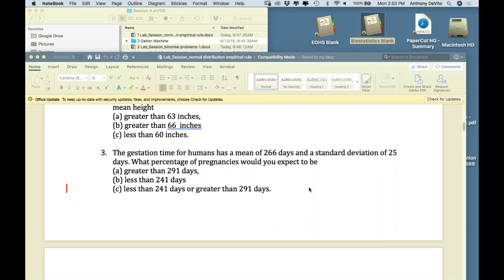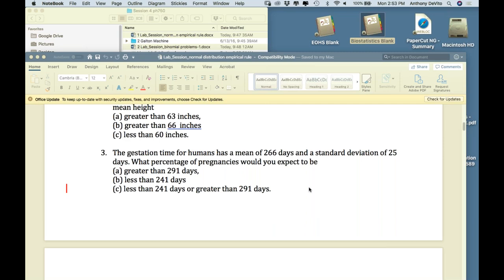It's not really a normal distribution, right? Because it's very uncommon to have someone deliver at 400 days. That doesn't happen, right? So above the mean, above 266 days, not uncommon. You might go to 280, 275, right?